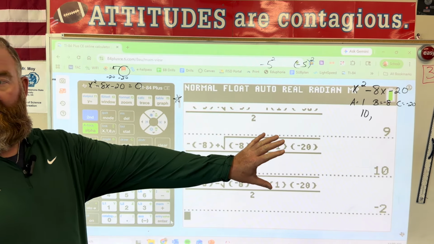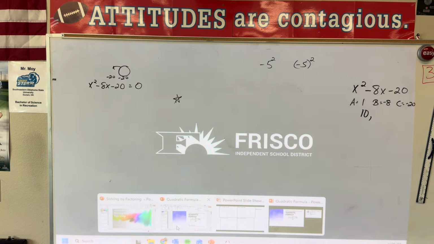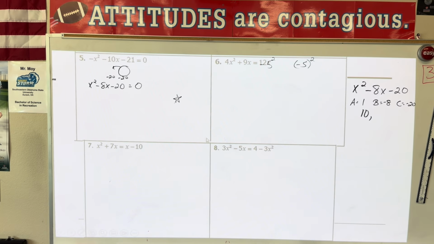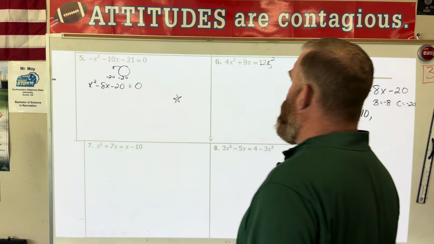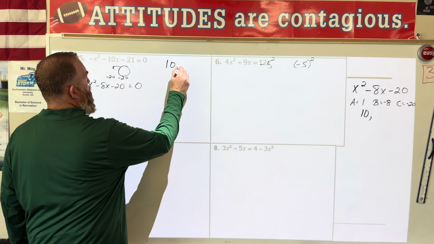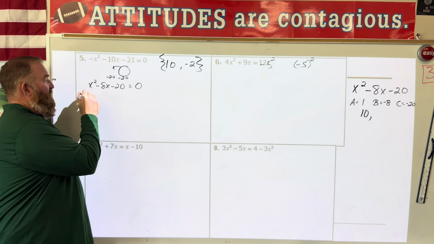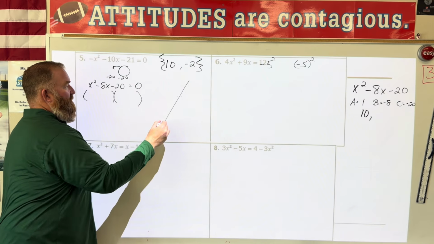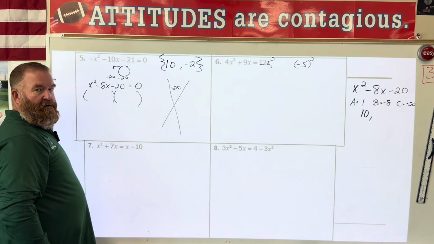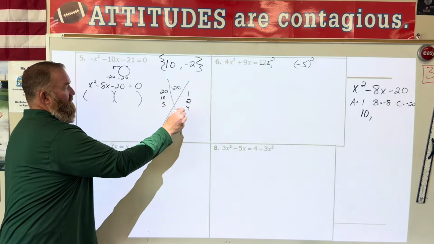Can I go back to the notes on this? All right. Let me go back to it. Sorry, I'm bouncing back and forth. So we're good there. What was the second one, guys? 10 and what? 10 and -2? Let's do it the way we did it the other day. Factoring. If we split this, what are the factors of -20? 20 and 1, 10 and 2, and 5 and 4, right?